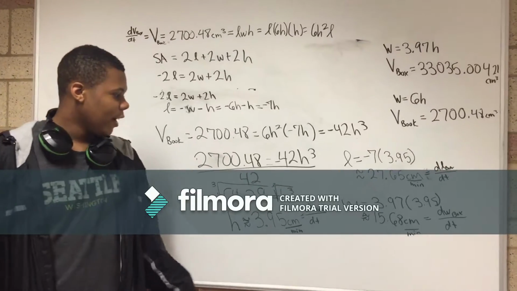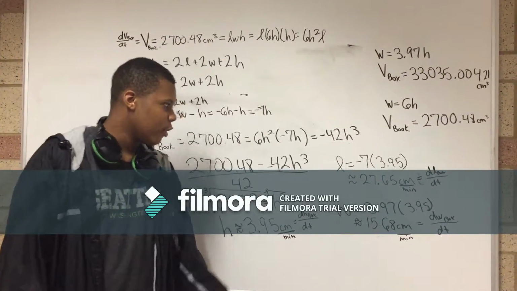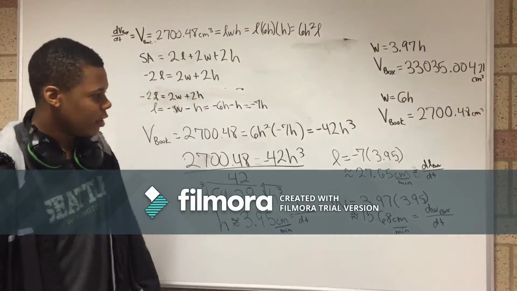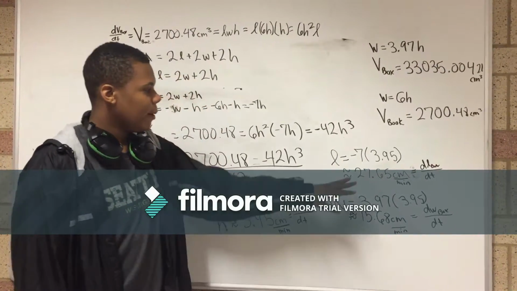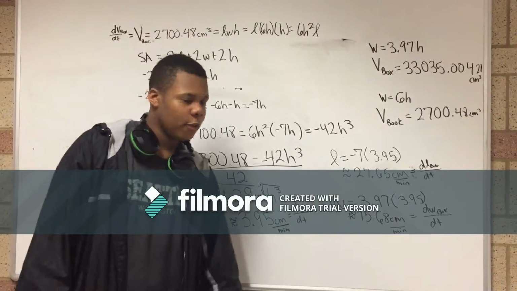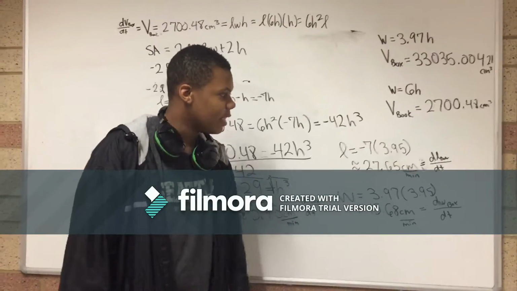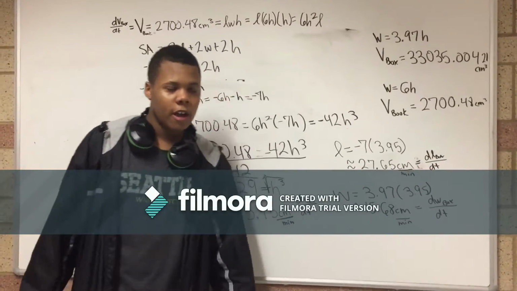So after finding what h is equal to, we can then put it in for our equation for length, which is negative 7 times 3.95, and we get our estimated length is about 27.65. Again, length can't be negative, so we just make it positive, and that equals 27.65 centimeters, which is going to be our rate of change for the length of the box every 30 minutes.